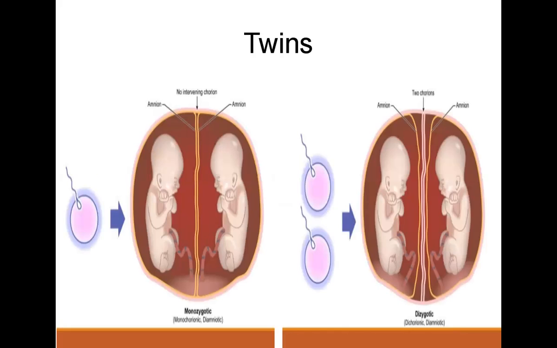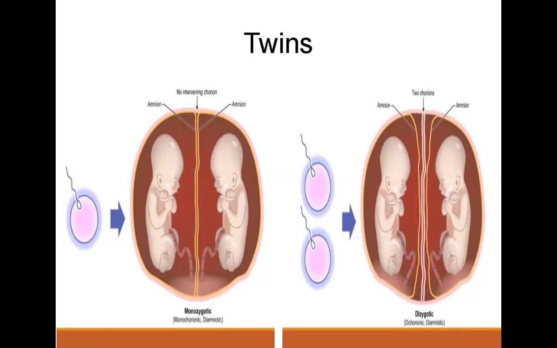In monozygotic, what we see in this diagram is one ovum and one sperm. There is no intervention of chorion and amnion. While in dizygotic, there are two separate ova. Here we see the difference: in dizygotic there is the fetus, then amnion, then chorion, then again chorion, that is, two chorions and amnions.